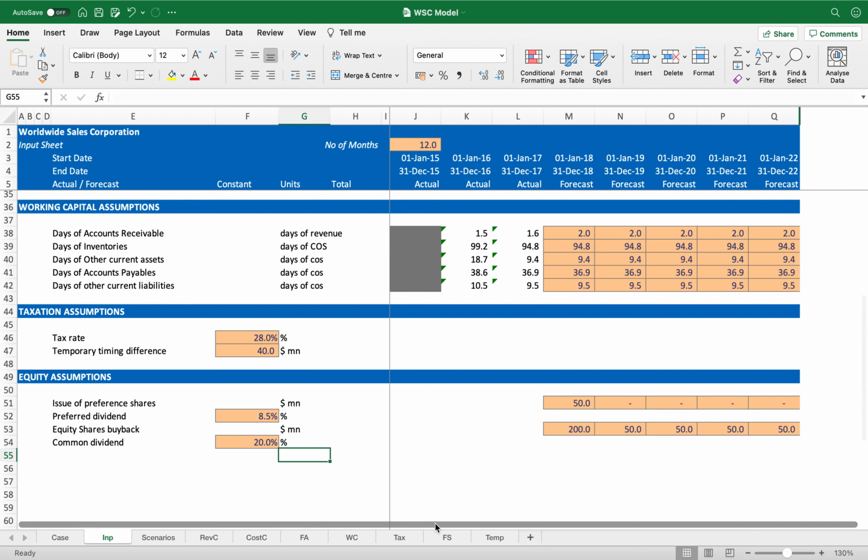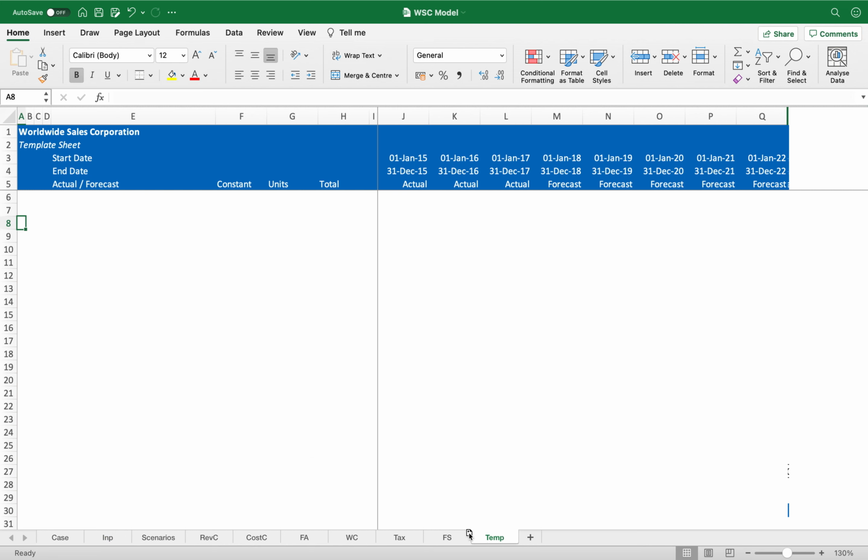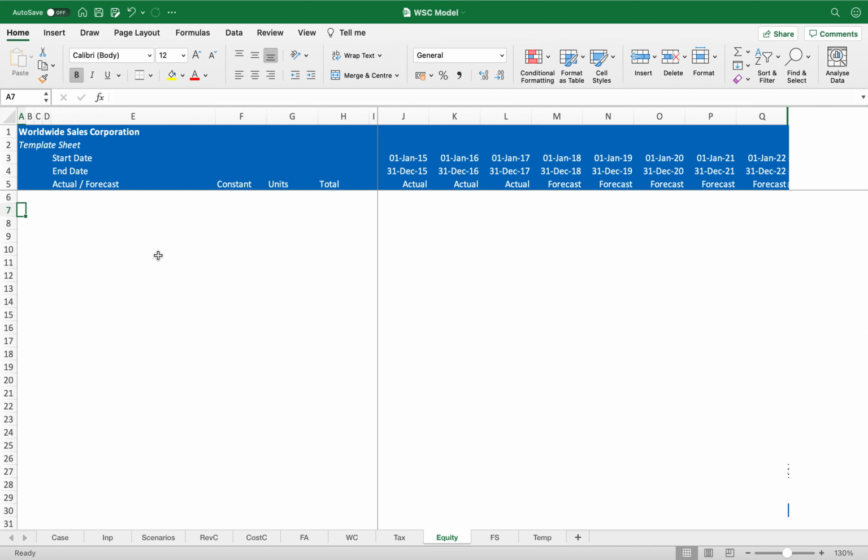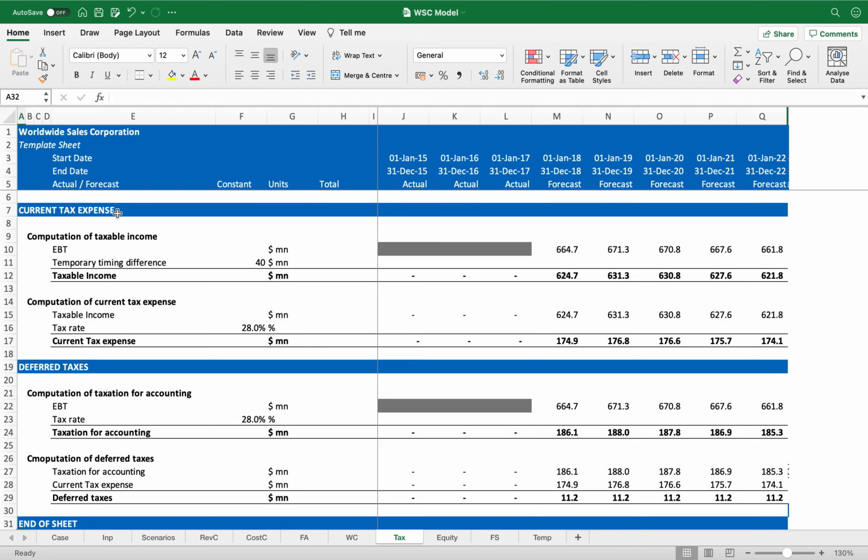So now we need to prepare a separate computation, a separate equity schedule. You know the drill. As and when I say that we need a separate schedule, you know what to do. You will copy the template sheet, and rename it as equity, Alt H O R to rename.